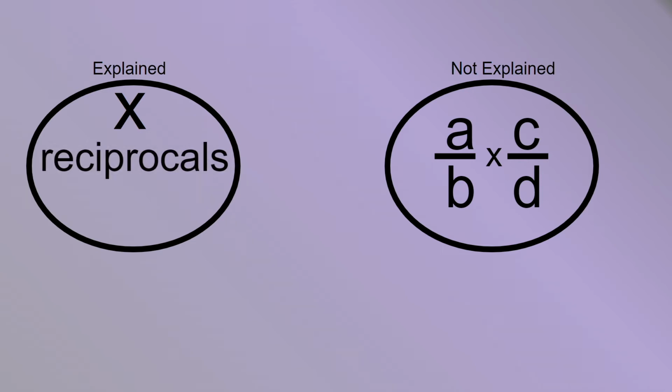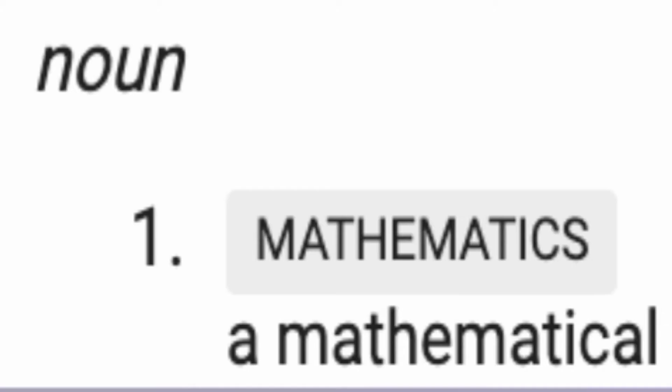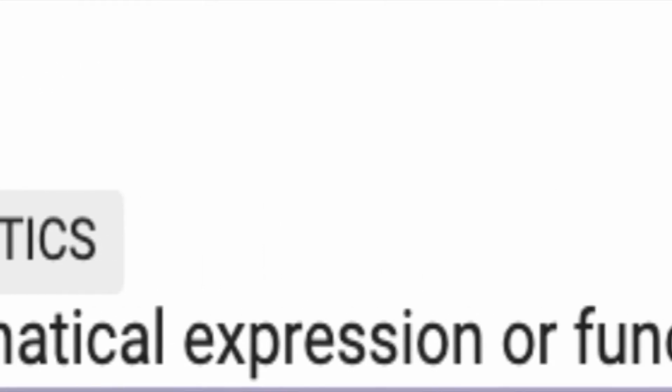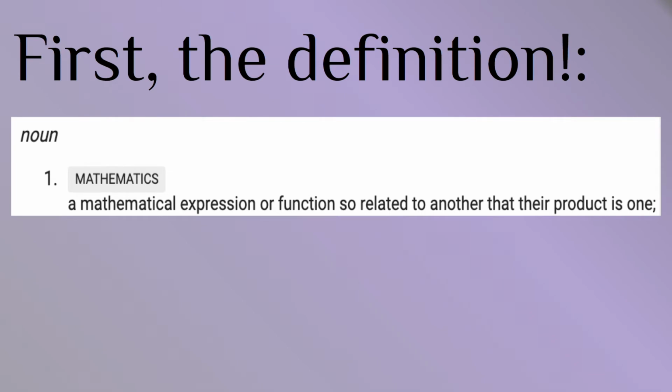This means we can use reciprocals to help find patterns in the future. But for now, an explained concept means we need to start with the definition. In math, a reciprocal is a mathematical expression or function so related to another that their product is 1. Thank you, Google Definitions.